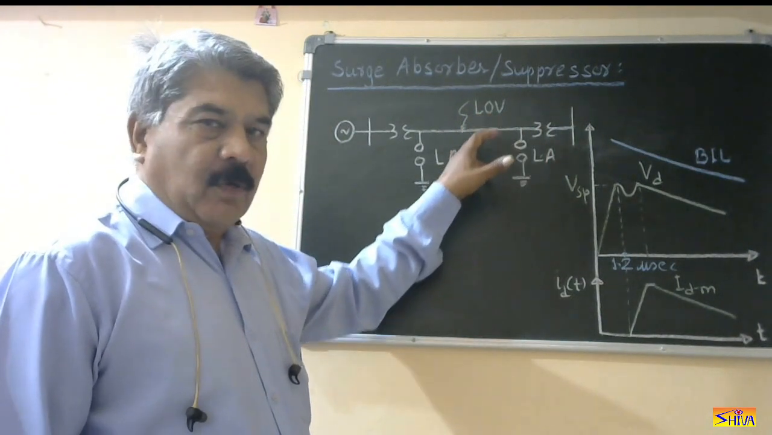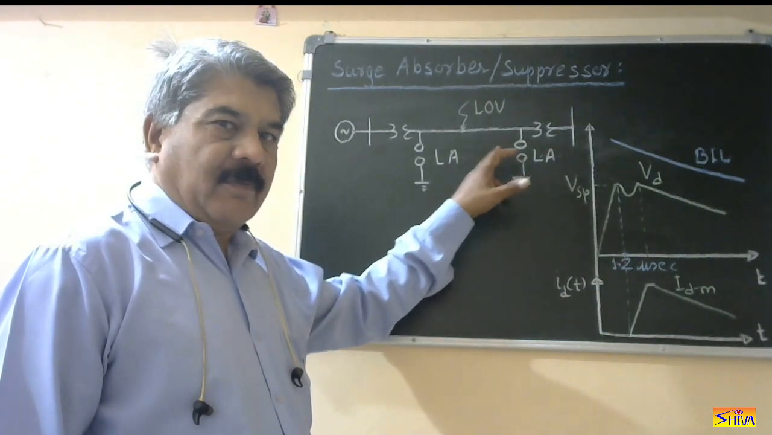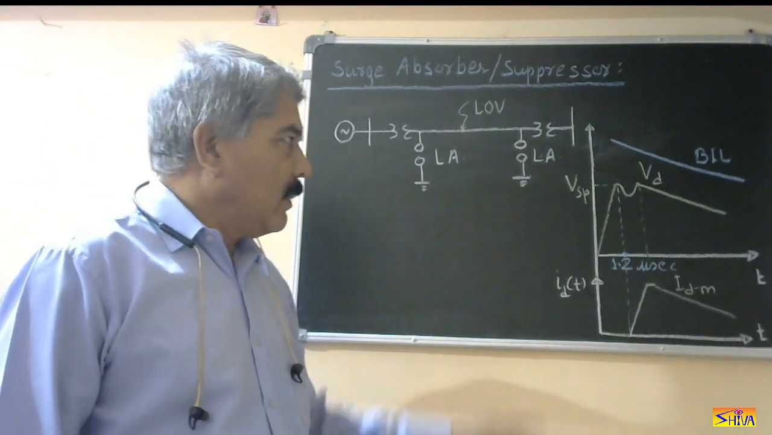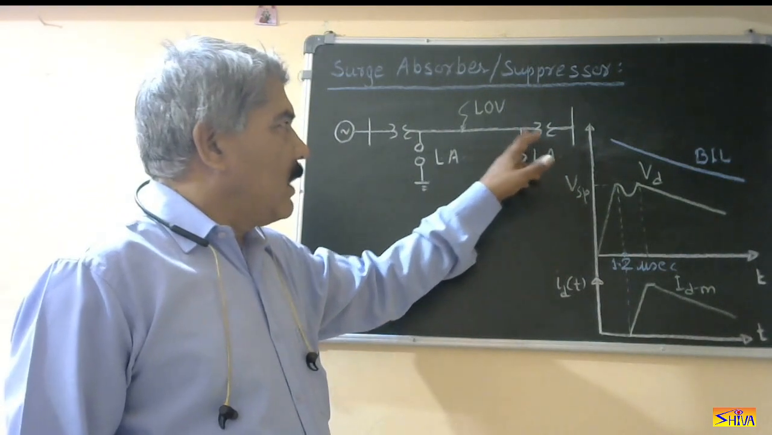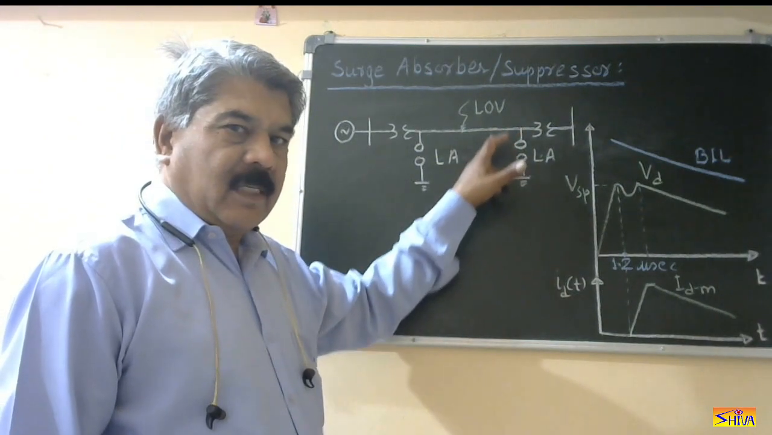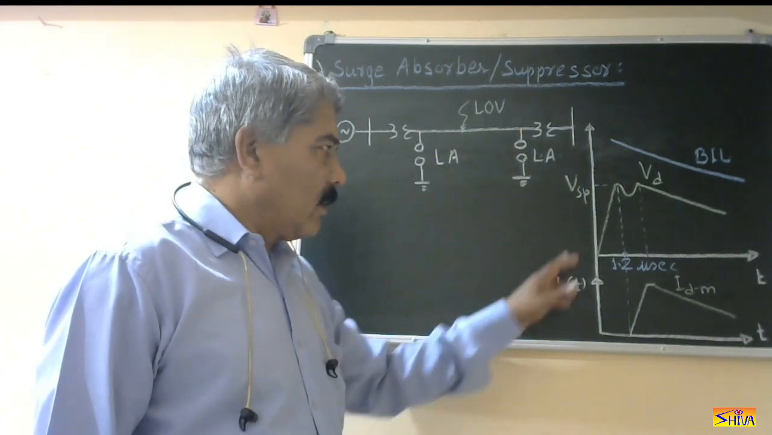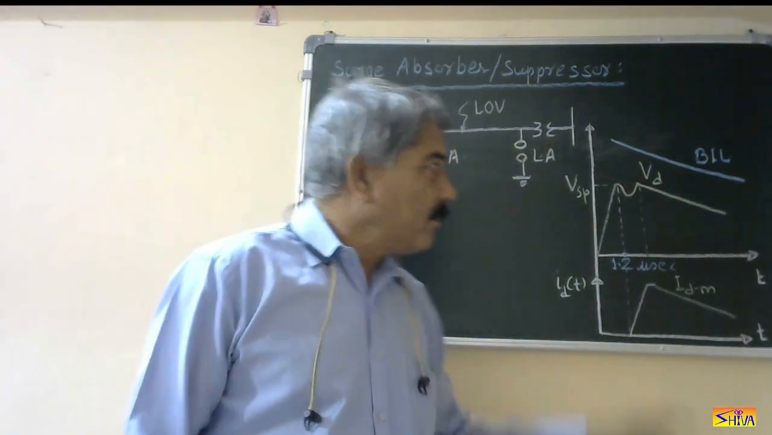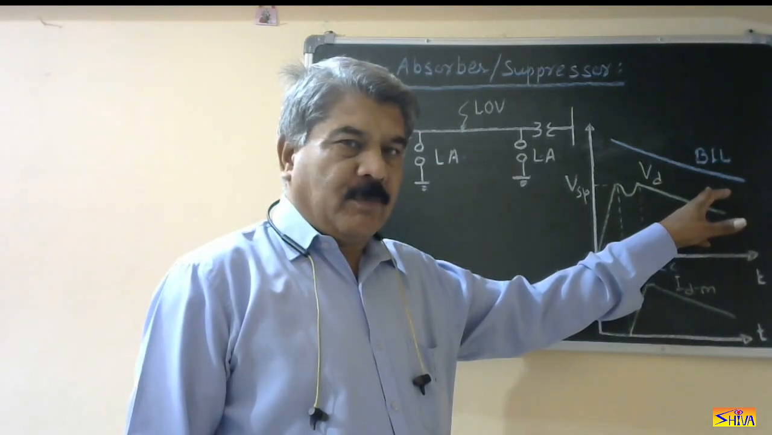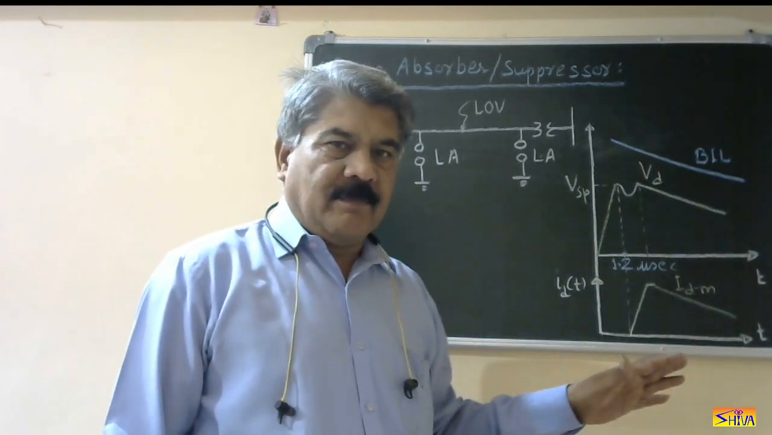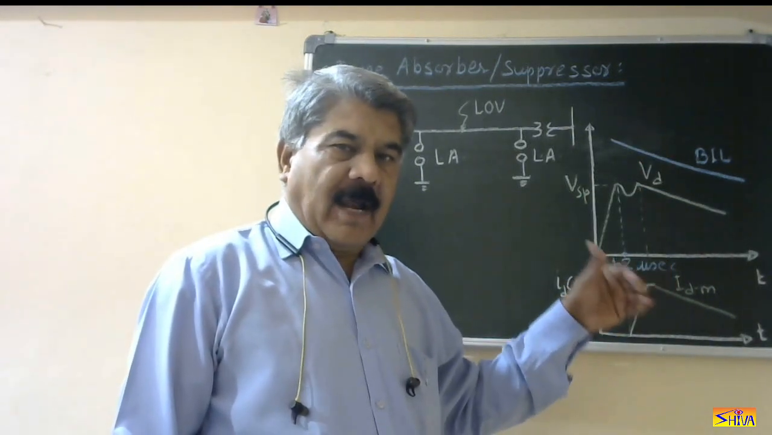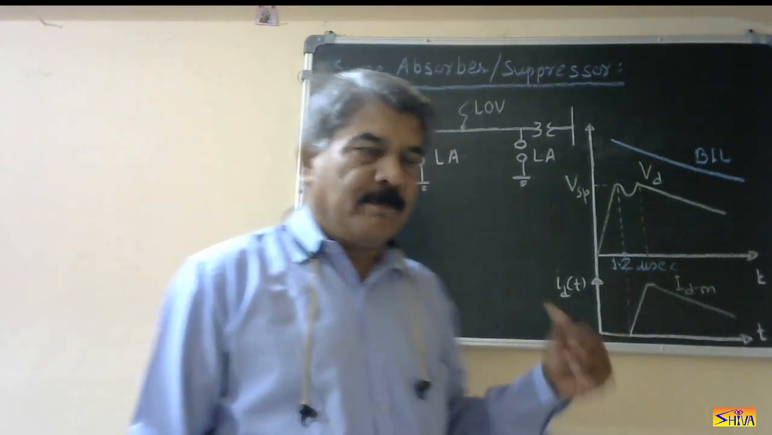Now when lightning over voltage is there on the line, traveling waves of very high amplitude are established in both the directions. Before they come to the transformer, on both the ends there is lightning arrestor to discharge this lightning over voltage. Now let us come to this characteristic. This is BIL, that is basic impulse level of the equipment being protected. So in no case the lightning over voltage should cross this BIL, and it should be arrested well before BIL.